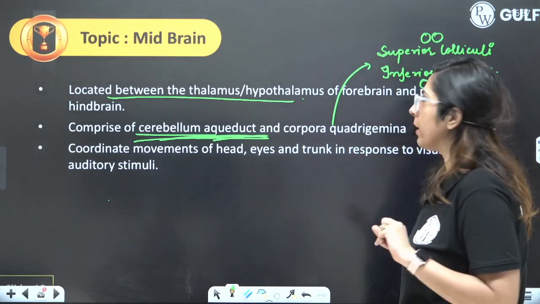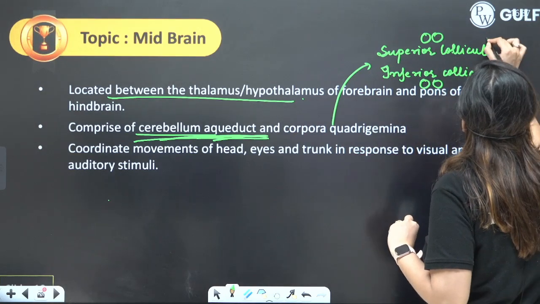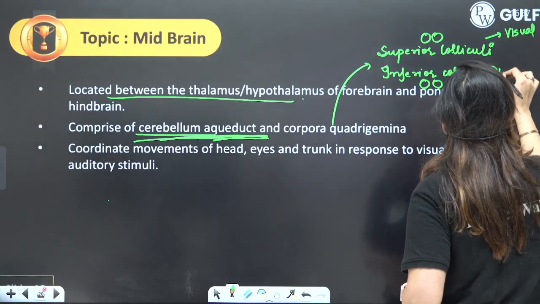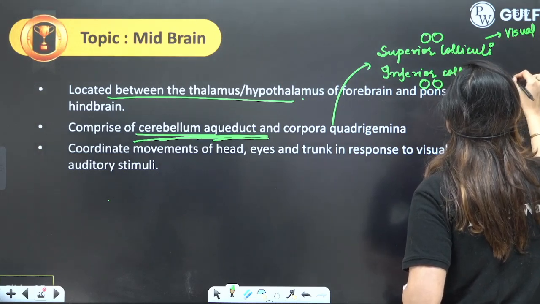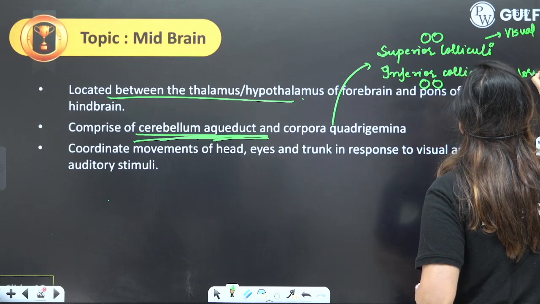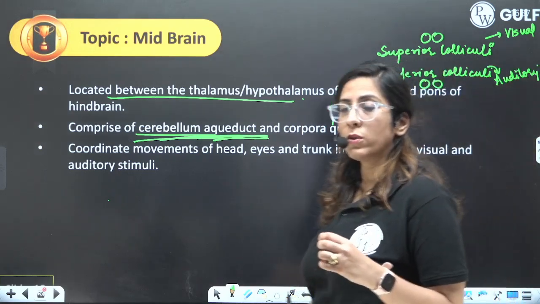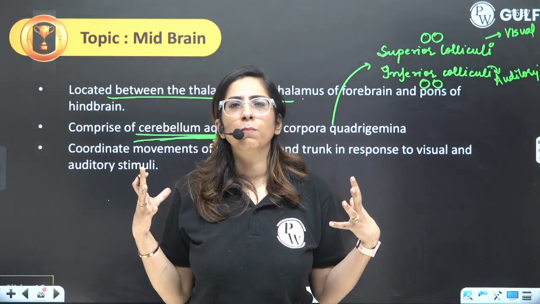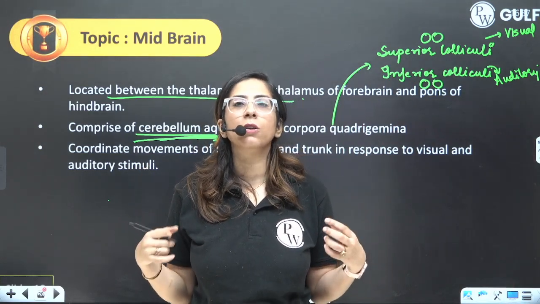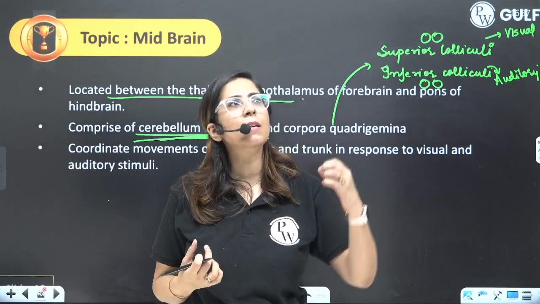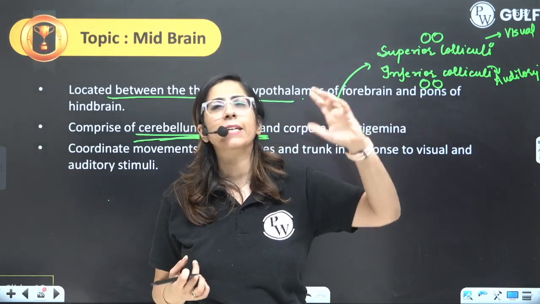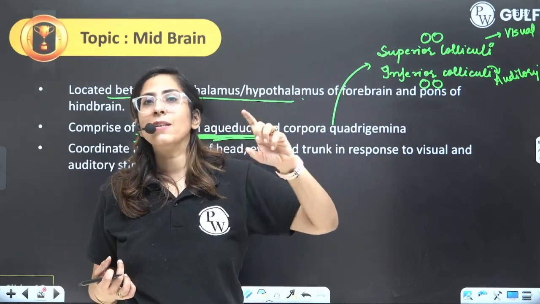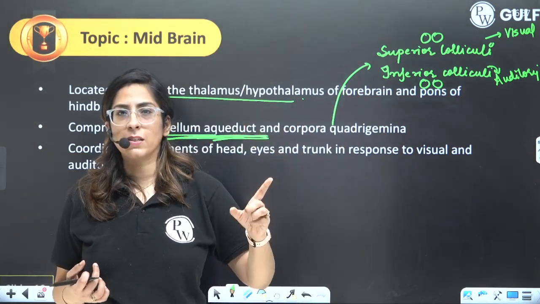Superior and inferior. Superior colliculi are important for the visual reflex, and inferior colliculi are responsible for the auditory reflex. Now suppose your room is very dark, there's no light in your room, and from a window, some light is coming. You are going to look at that thing. So that is termed as a visual reflex, right?